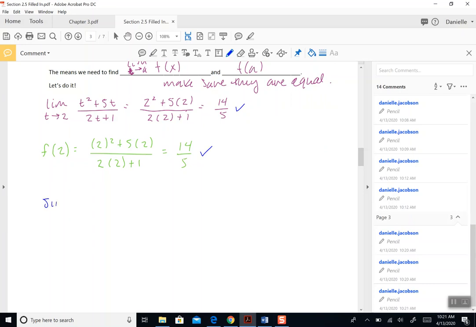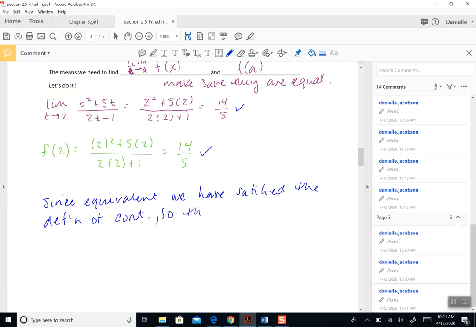Okay, so since they are equivalent, we have satisfied the definition of continuity. So the function is continuous at a equals 2. All right, so seems kind of obvious, but we are trying to prove this formally with a definition. Therefore, you need to show these two things are true, and we have in fact done that.